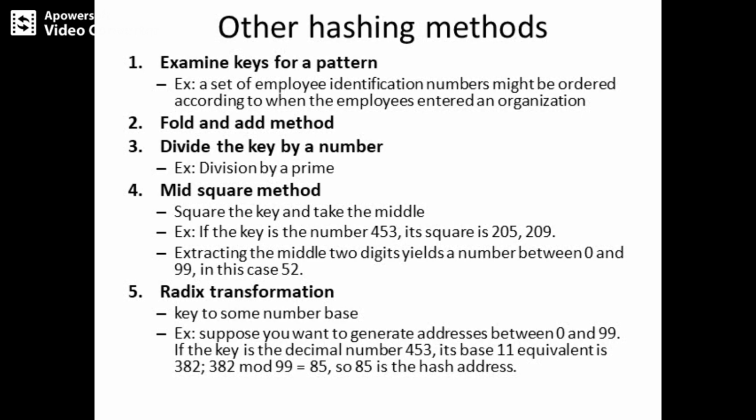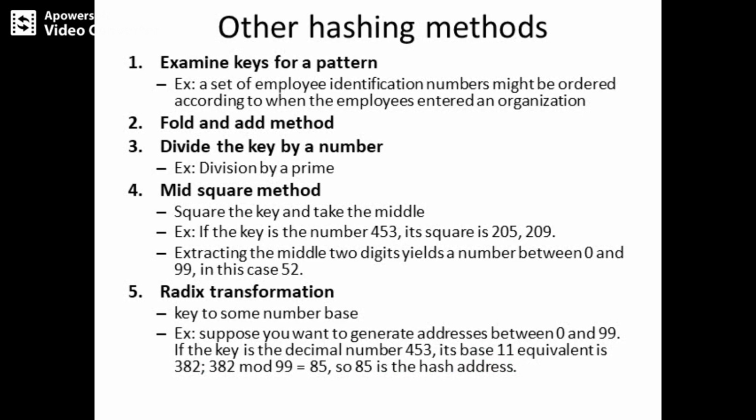The fifth hashing method is radix transformation, where you have a key and you convert that key to some other number base. Suppose you want to generate an address between 0 and 99, so you have 100 memory spaces. If the key is a decimal number, say 453, I am going to convert it to its base 11 equivalent. The base 11 equivalent of 453 is 382.